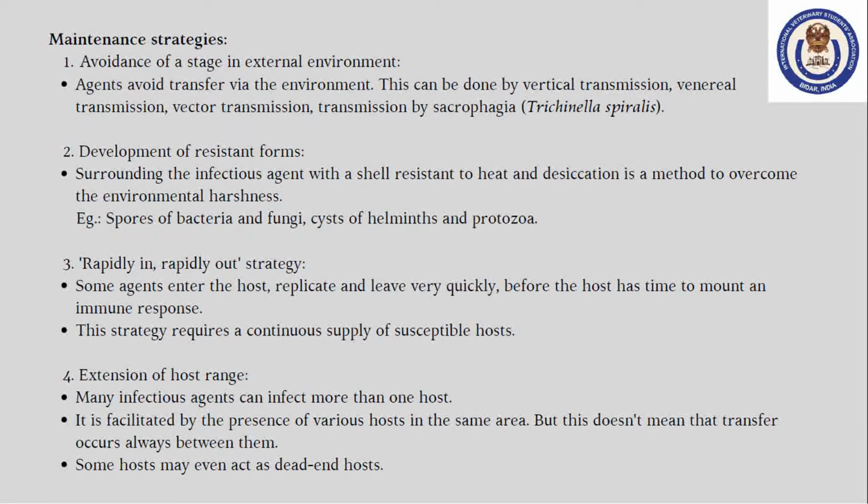Next is the development of resistant forms. In this, the infectious agents surround themselves with shells which are resistant to heat and desiccation, like the spores of bacteria and fungi and the cysts of helminth and protozoa, which protect them from the external environment. Rapidly in and rapidly out strategy. In this, the agents enter the host, they replicate, and they leave very quickly even before the host can launch an immune response against them. But this strategy requires a continuous supply of susceptible hosts because these agents have to regularly keep on changing hosts quickly.